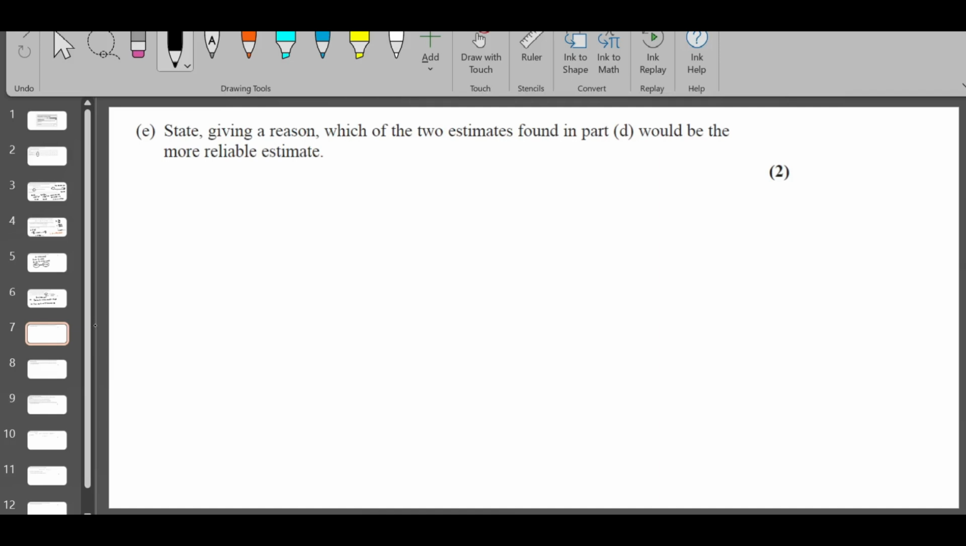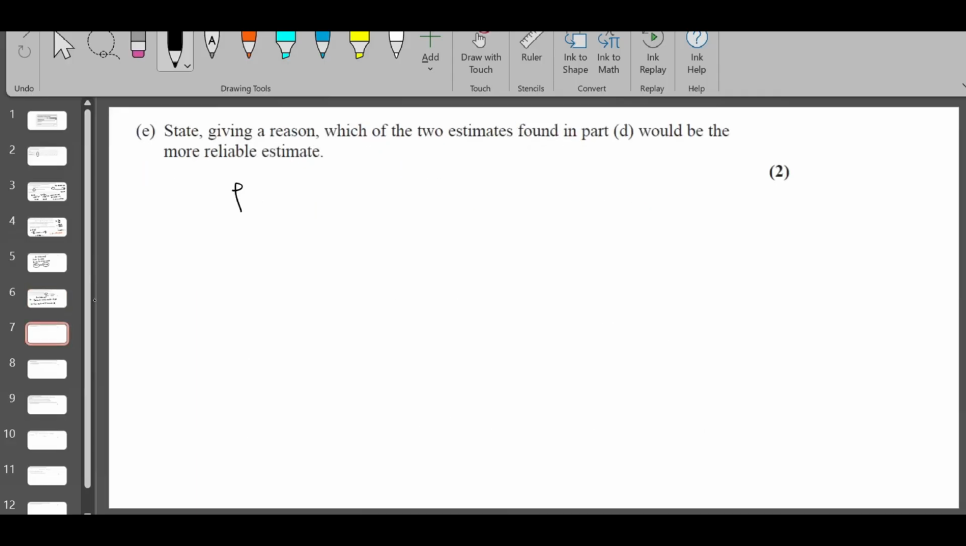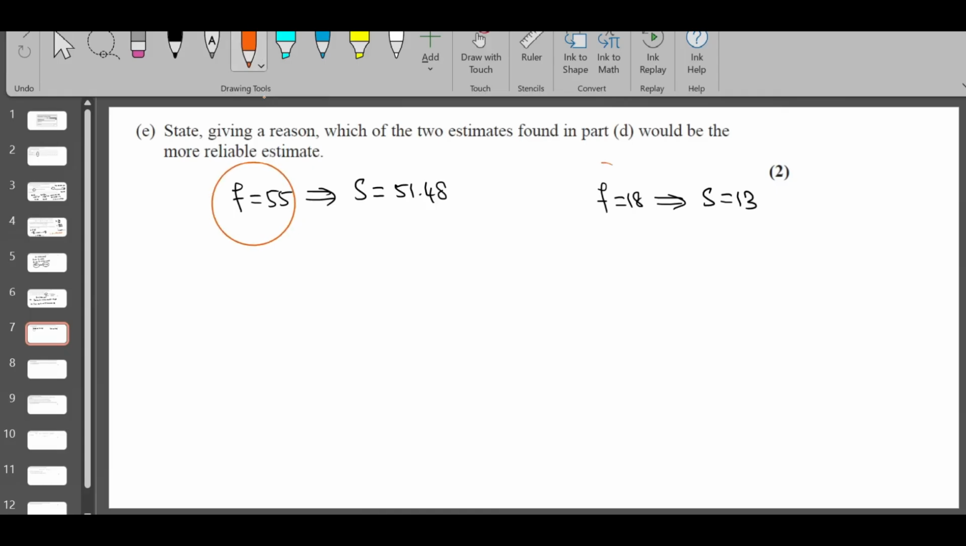Now part D, state giving reason which of the two estimates found in part D would be the more reliable estimate. Okay, here we got two answers, right? When we subbed in F is equal to 55, we got S is equal to 51.48. When we subbed in F is equal to 18, S is equal to 30. Okay, so the value we subbed in, right? We need to check whether these values come from the data within the range. If it's within the range, it's interpolation, or else it's extrapolation.